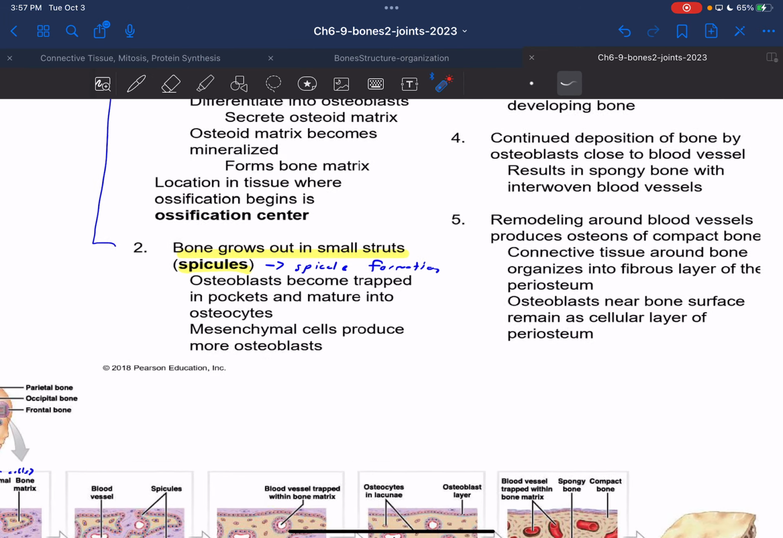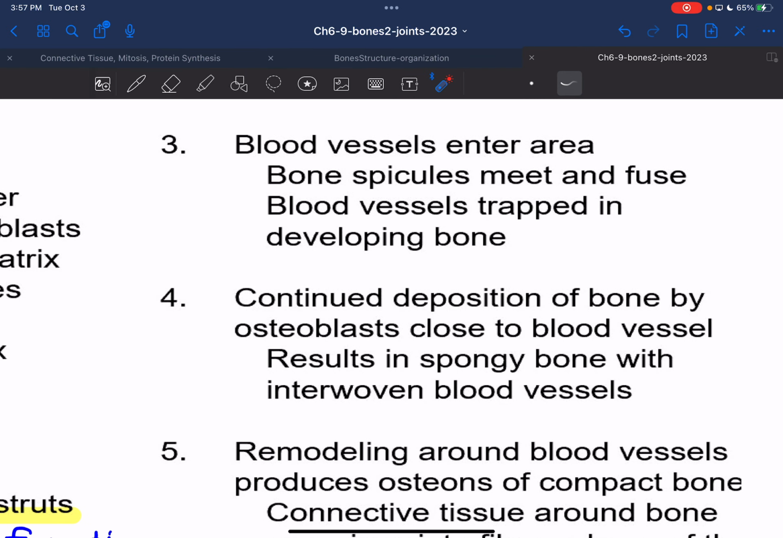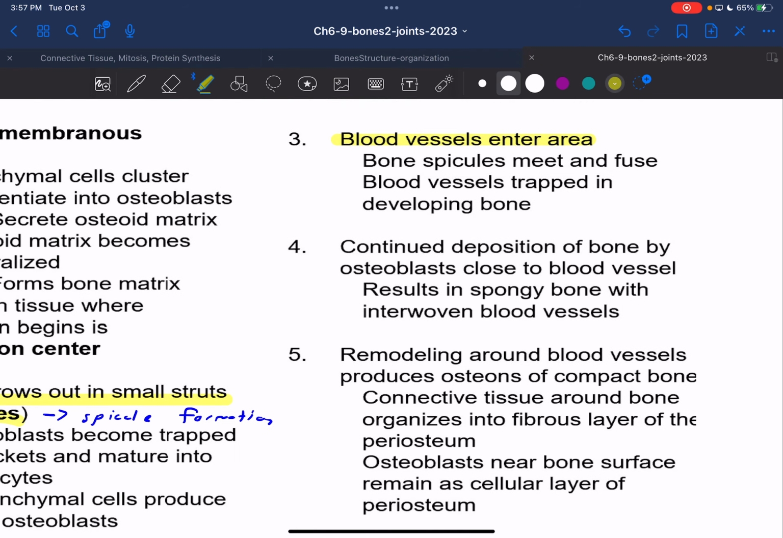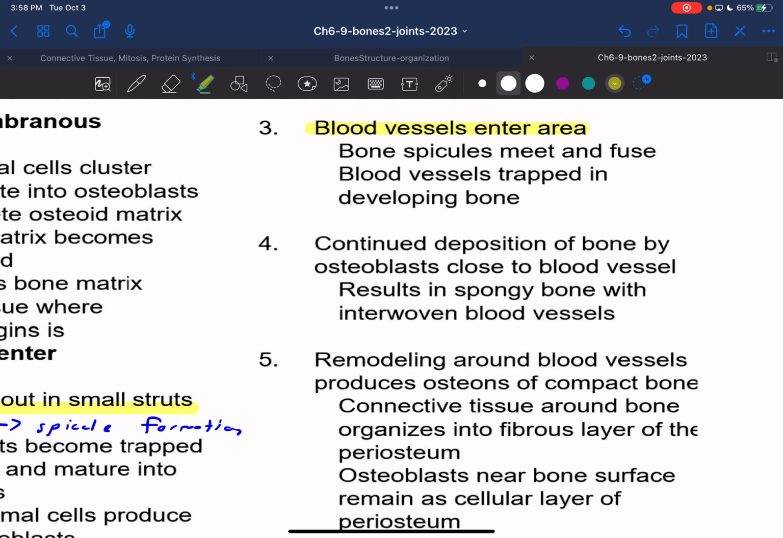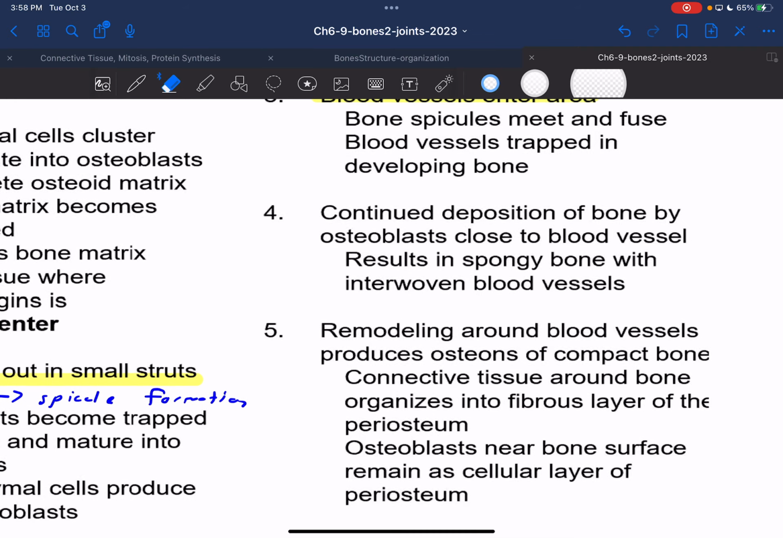That's really the only take-home I need you to know there. And then number 3, finally, our blood vessels get completely surrounded because the spicules fused, and they created a pathway for those blood vessels to enter the area. Now that those blood vessels are there, they're capable of providing all the nutrients that those osteoblasts need to develop bone. And so you can see why they're called ossification centers, because once those nutrients arrive, they can just build bone. And so they embed those blood vessels.